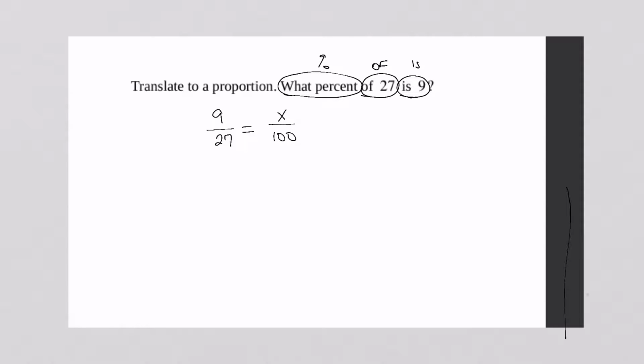So I'm going to cross multiply again. 27x is equal to 900. Divide both sides by 27. And I get a big long decimal, but I'm going to go ahead and shorten it to 33.3. Don't forget, we're looking for a percent here, so make sure that you put your percent sign afterwards.